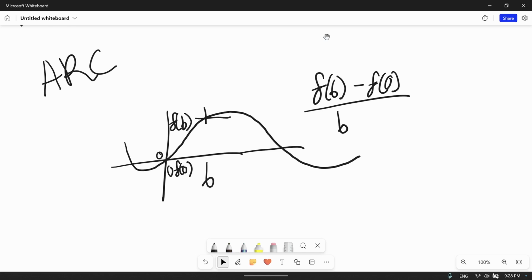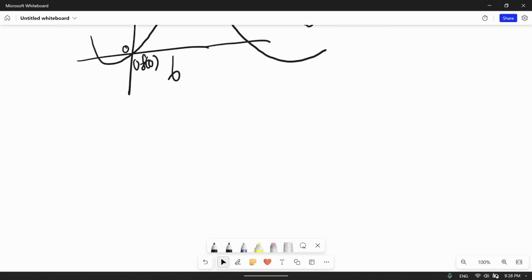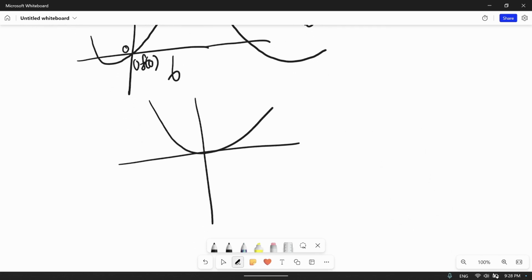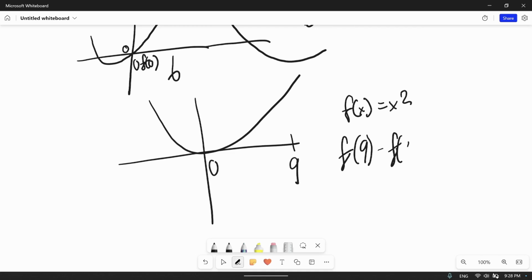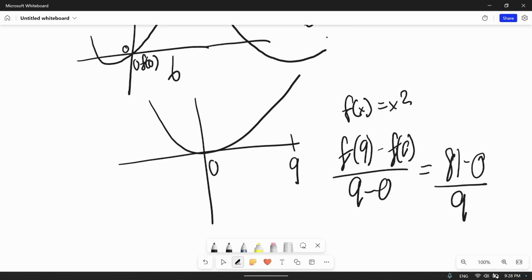Okay, now let's get an actual example of this. So, for example, if we have the function x squared, let's say we choose 9, and then again, 0. So f of x is equal to x squared, and we're going to do f of 9 minus f of 0 over 9 minus 0. So this is going to equal 81 minus 0 over 9, which is equal to 9. So in this case, the average rate of change would be 9.